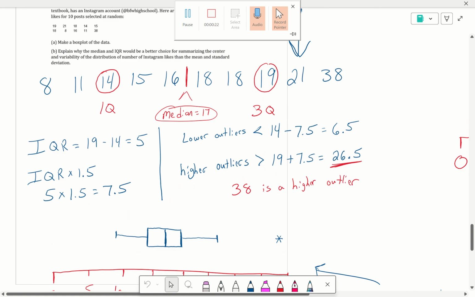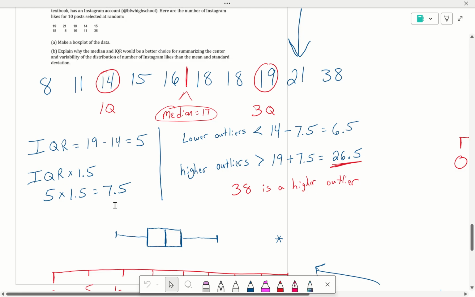Just to recap how to make the box plot, we find the median. We then find the median of the top half, which is called the third quartile. We find the median of the bottom half, which is called the first quartile. We found the interquartile range, which is the third quartile minus the first quartile. We got 5 there. We then determined the interquartile range multiplied by 1.5. So 5 is our interquartile range multiplied by 1.5.